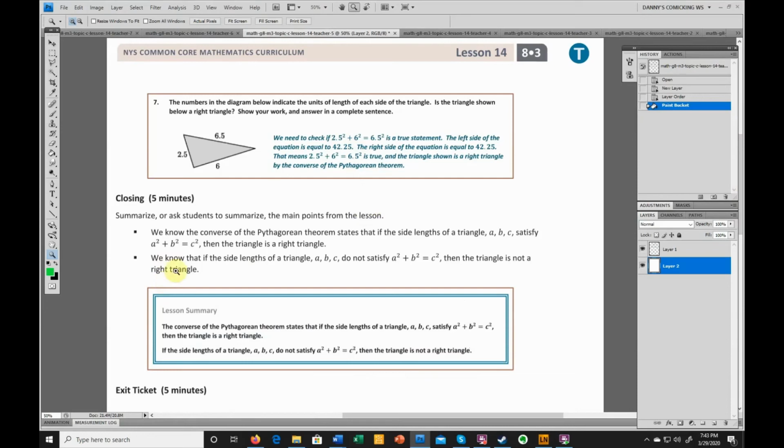Okay, so the closing. We know that the converse of the Pythagorean theorem states that if the side lengths of triangle ABC satisfy, meaning they show a squared plus b squared equals c squared, then the triangle is a right triangle. We know that if the side lengths of a triangle ABC do not satisfy, meaning they do not show a squared plus b squared equals c squared, then the triangle is not a right triangle.